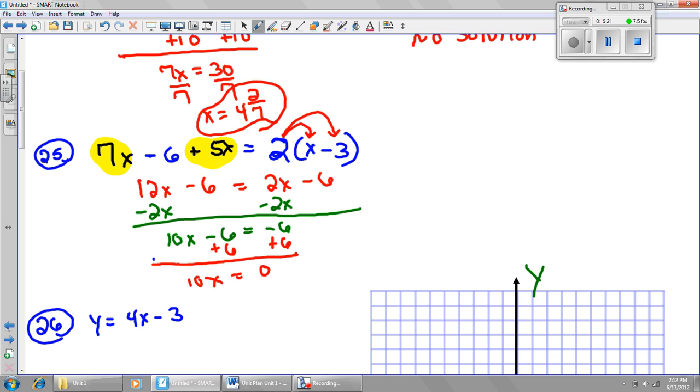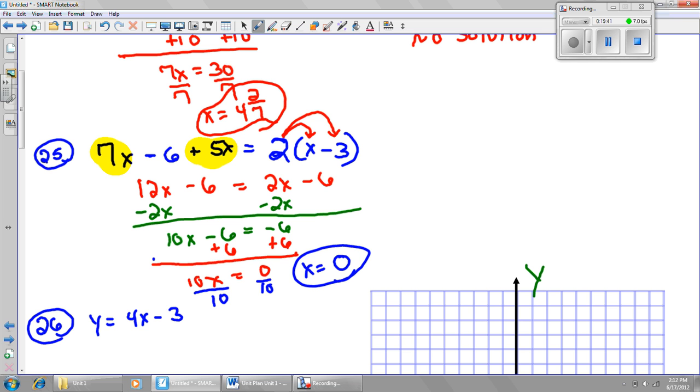Now, look, this is really a simple problem. You've got 10x equals 0. 10 times what number is 0? 0, of course. But I can show it by dividing by 10. So x will equal 0 tenths, or better yet, more simply said as 0.